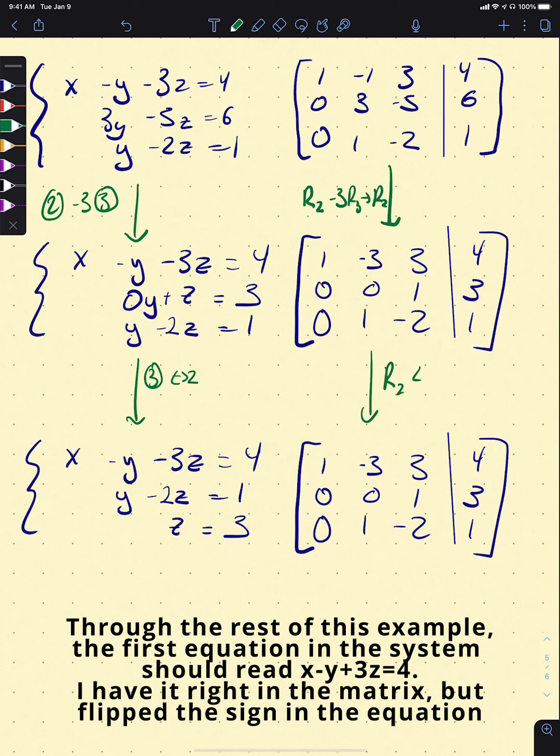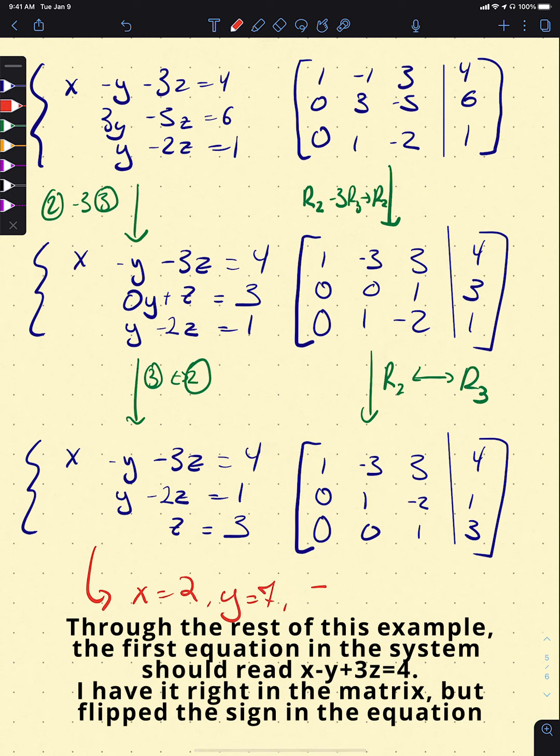And then I can do the same thing with this augmented matrix, where we're taking row 2 and switching it with row 3, with the caveat that these have to change a little. Since we're switching, we're going to have 1, -2, 1, and 0, 1, 3, okay? And both of these allow us to quickly read off our solutions with some simple back substitution. We'll get x equals 2, y equals 7, and z equals 3, okay?